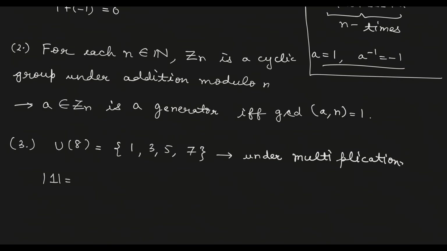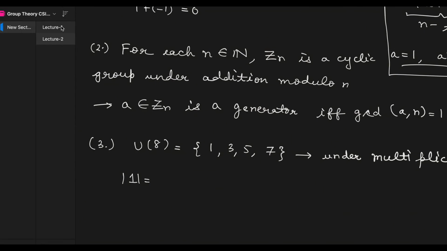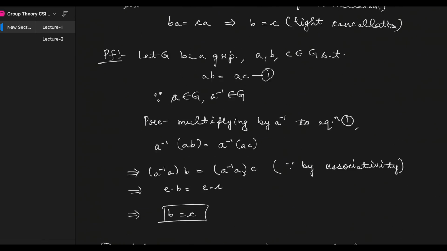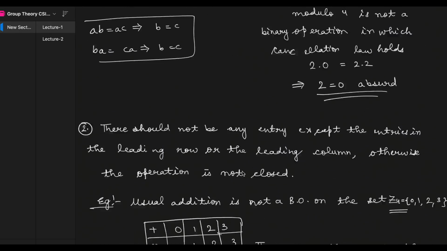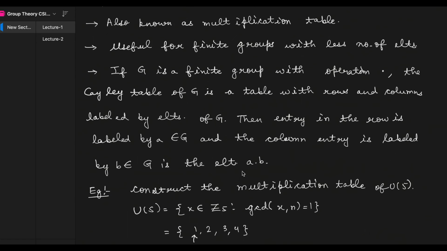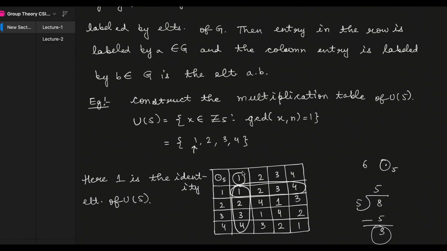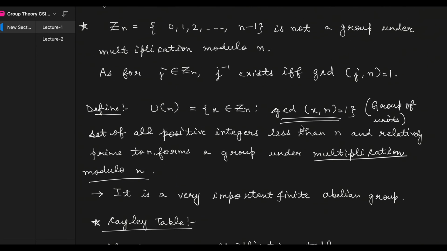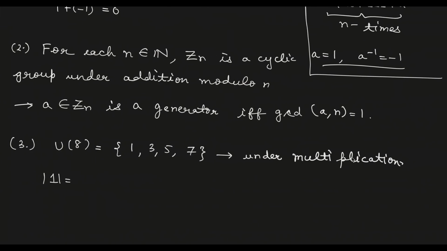I told you this yesterday, the group of units, I think I had told you. Here it is: multiplication modulo n. So this is under multiplication modulo 8. So their identity is 1. So order of 1 is 1.